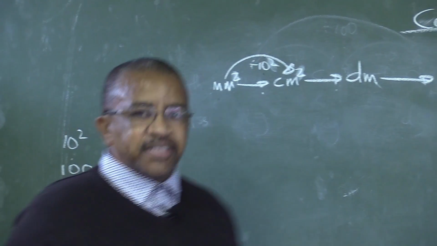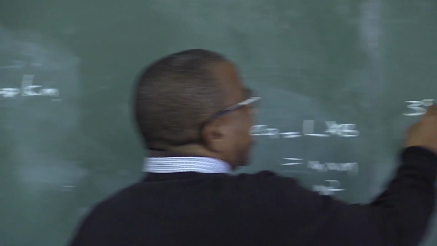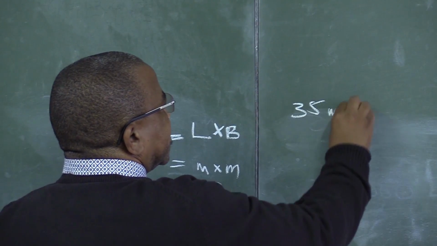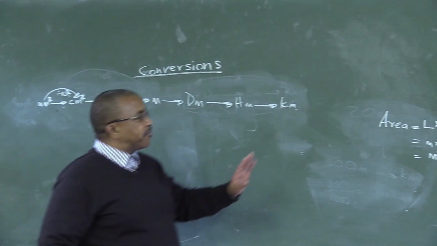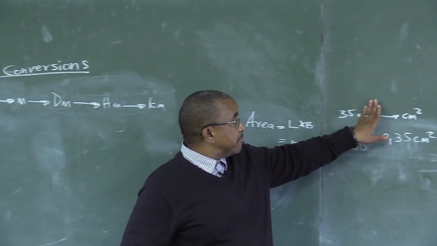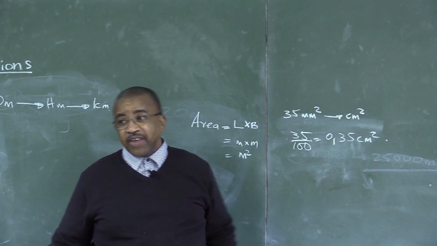Let's work it out. Let's take this problem. Let's say you have 35 millimeter squared to centimeter squared. If bekuyi length, bese uzo divide by 10, and 35 divided by 10 is 3.5.